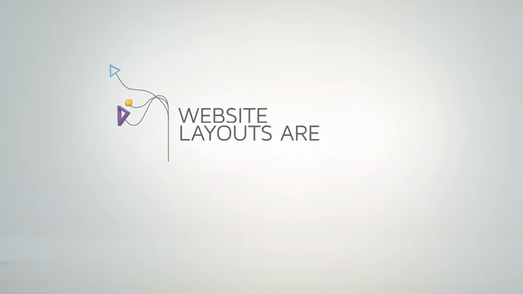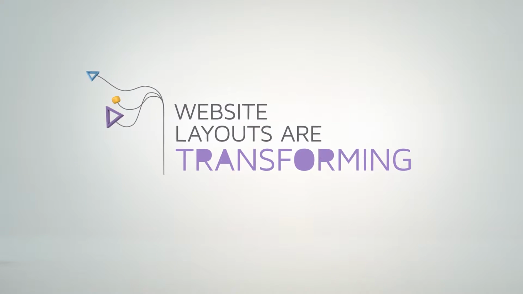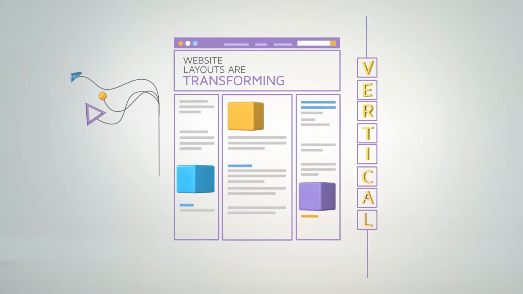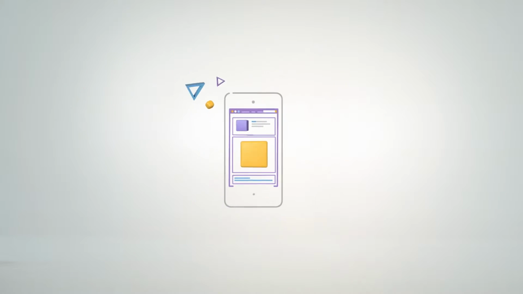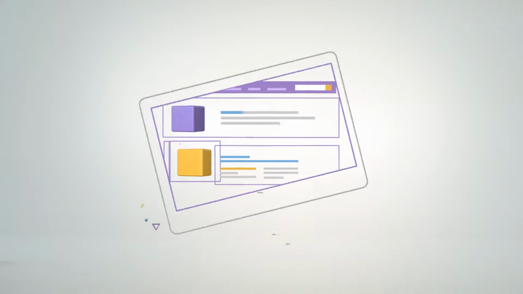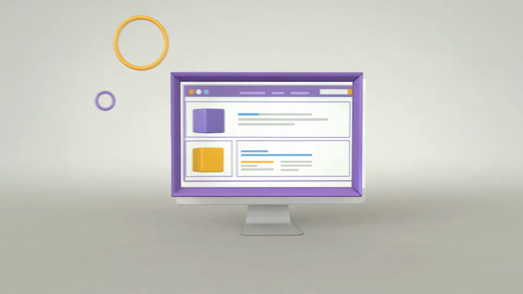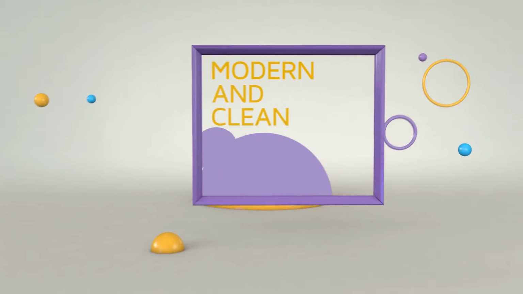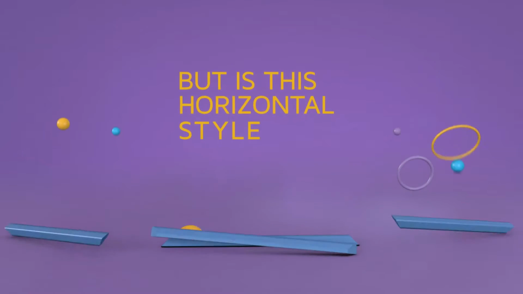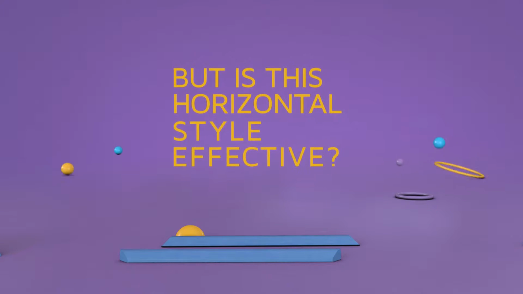Website layouts are transforming, changing from vertical to horizontal, with responsive design that adapts to any screen size. This new style looks modern and clean, just like a picture in a frame. But is this horizontal style effective?